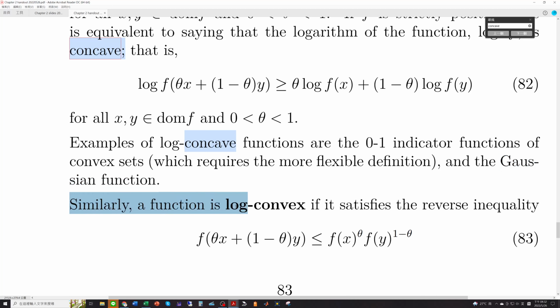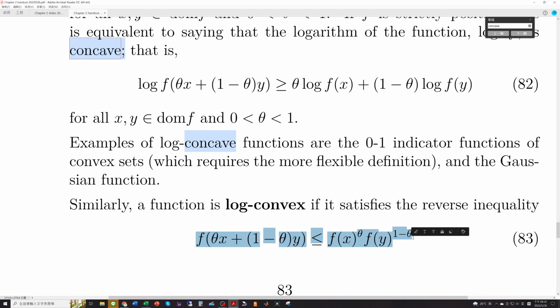Similarly, a function is log convex if it satisfies the reverse inequality. f of theta x plus 1 minus theta y is smaller than or equal to f of x to the power of theta times f of y to the power of 1 minus theta.